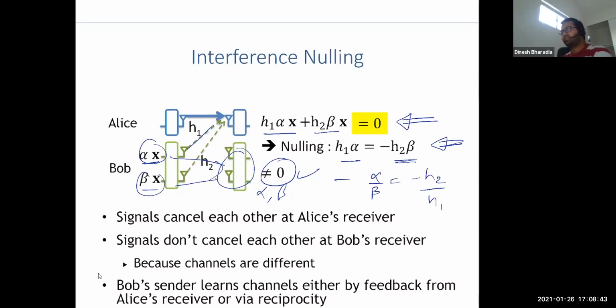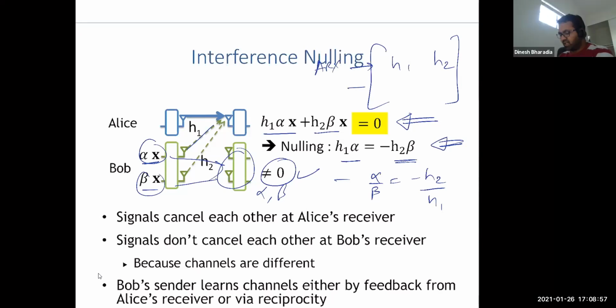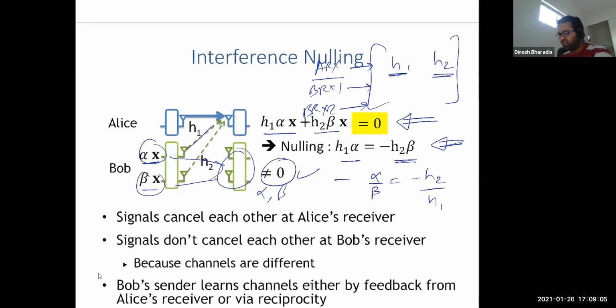So when will this happen? When the channel between Bob and Alice's receiver and Bob's receiver is linearly independent. So this is Alice's receiver. This is Bob's receiver one. This is Bob's receiver two. Alice's receiver has channels H1 and H2 from the first and second transmitter. This is your transmitter one and this is your transmitter two. You can have H3, H4, H5, H6. So now, can someone tell me what the condition is?